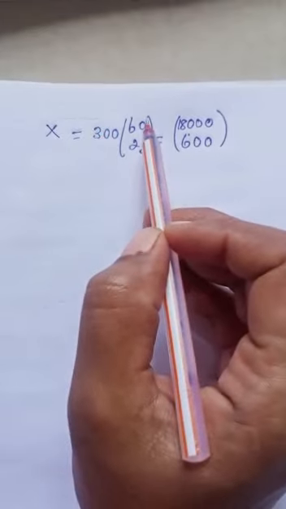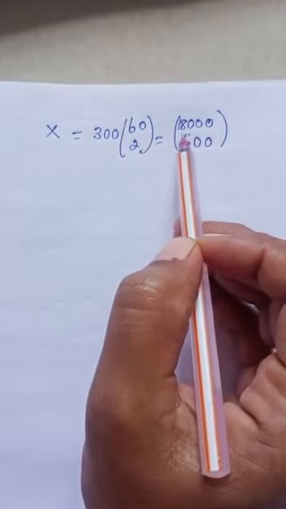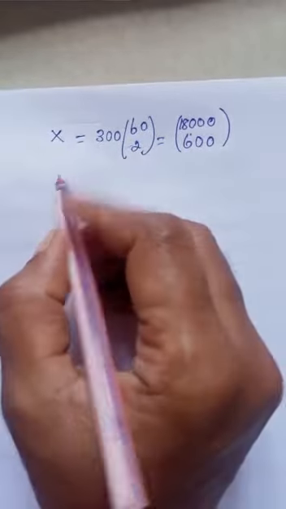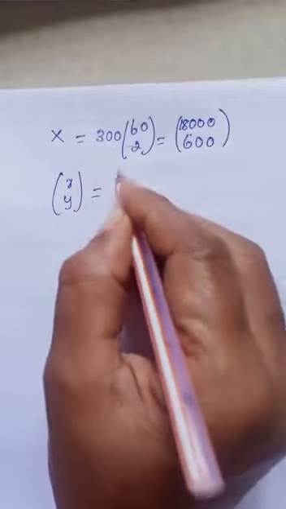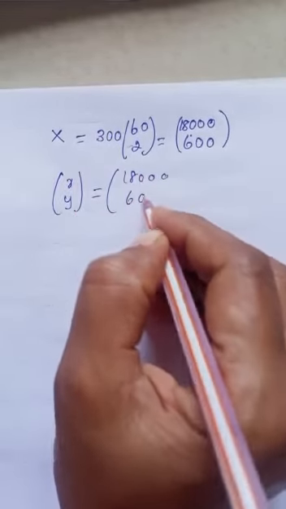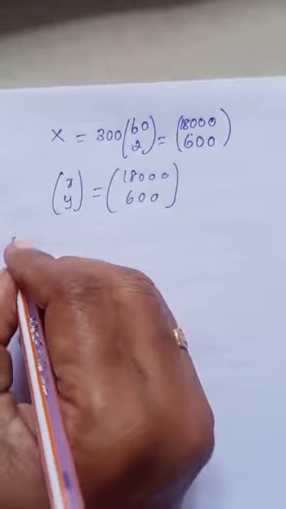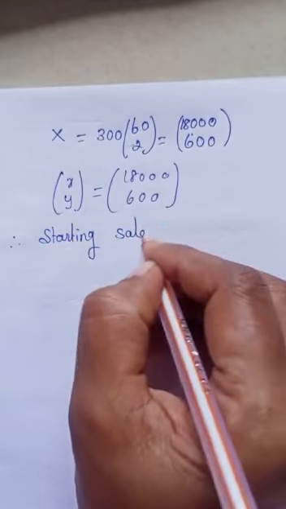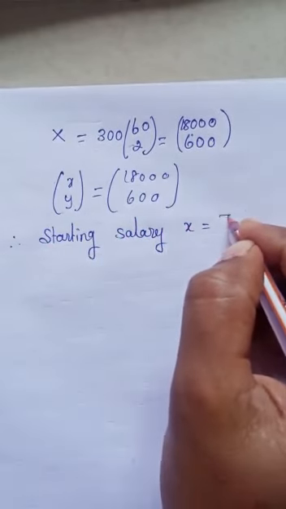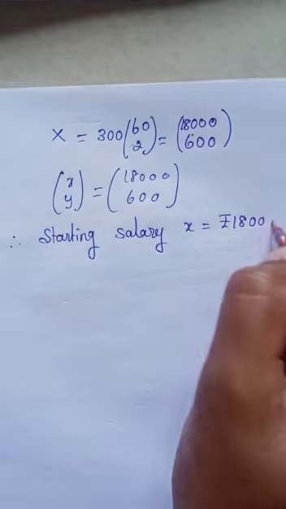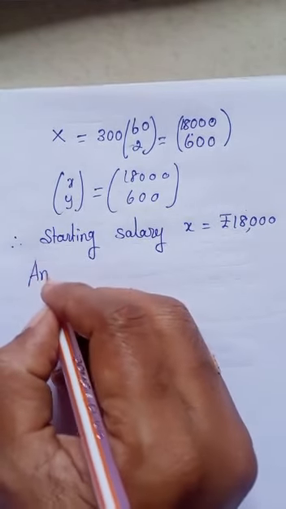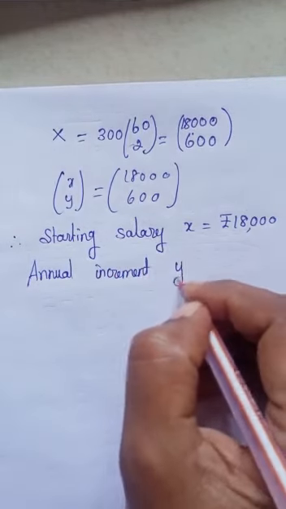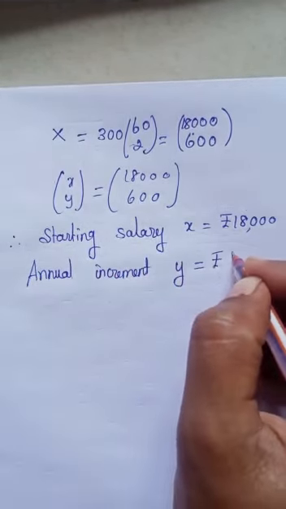Say 300 into 60. 3 zeros, 6 into 3, 18. So 18,000. And 300 into 2 is 600. So actually x is xy, isn't it? xy is equal to here 18,000 and the next value is 600. So therefore, starting salary x is equal to rupees 18,000 and annual increment y is equal to rupees 600.